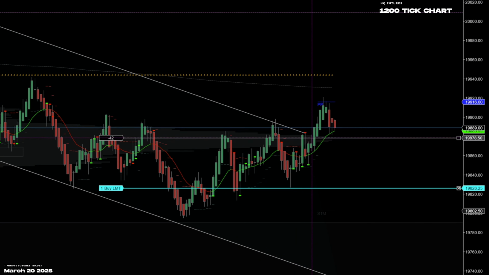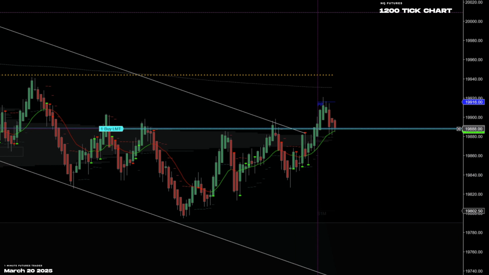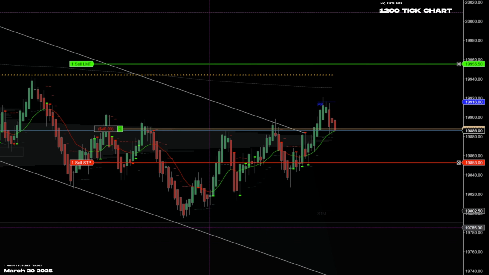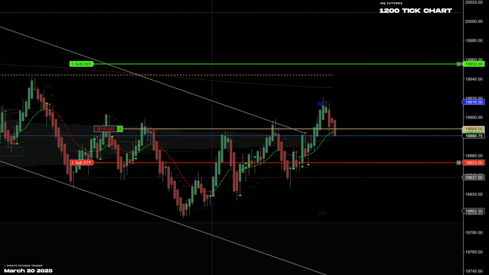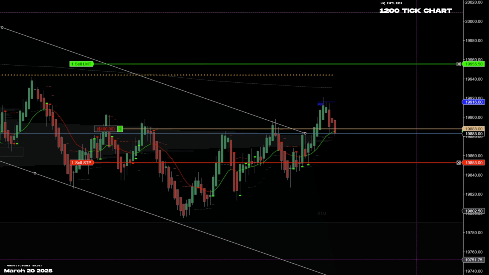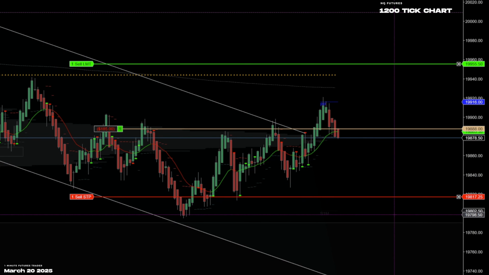Testing that level again. Okay, I think I'm gonna enter right probably there. Almost getting ready to close that bar. Okay, so enter one long entry there. Okay, now it is testing the top of that channel here, that down channel.